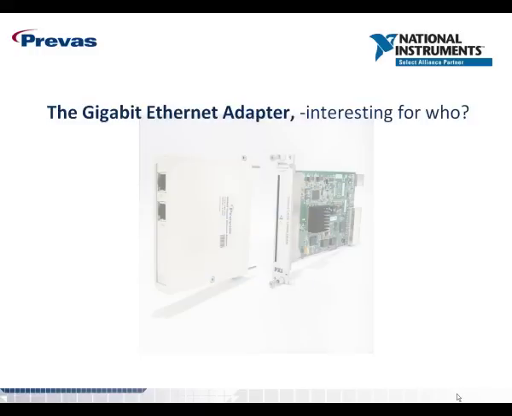So, who needs a Gigabit Ethernet adapter? Well, so far we have identified the following business areas. And to start with, production test. The Gigabit Ethernet adapter is a natural choice in production test of Ethernet-based products. It's extremely fast and customizable.